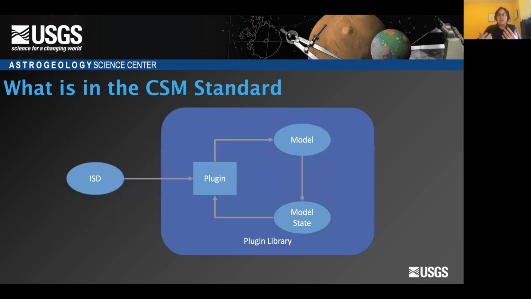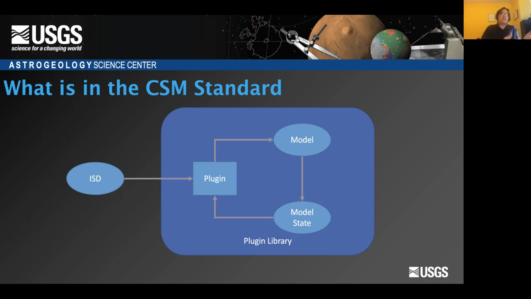So like I said, again, here's kind of what the flow will look like. Your plugin library will have a plugin and some models. The ISD is defined as part of the standard, and the model state is actually just a raw string. But the format of that model state is up to the plugin library. It's opaque to the user. That's why I've kind of lumped it in there.